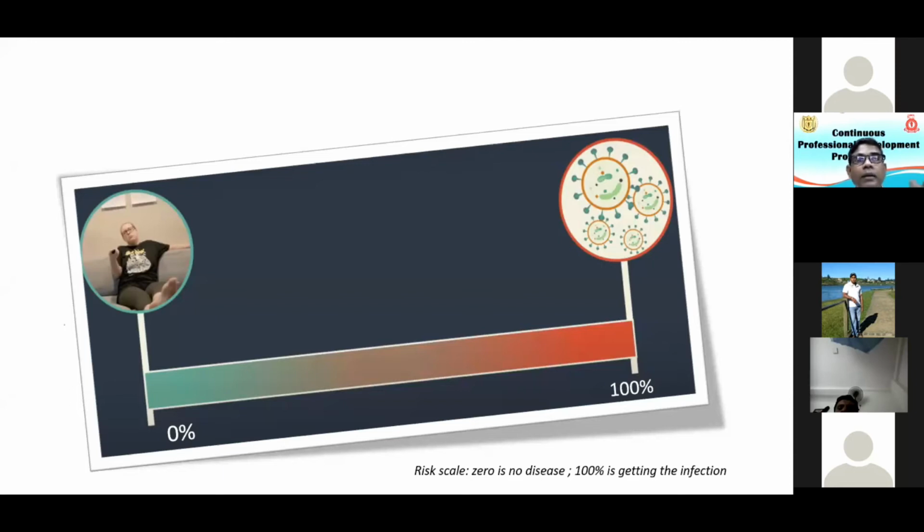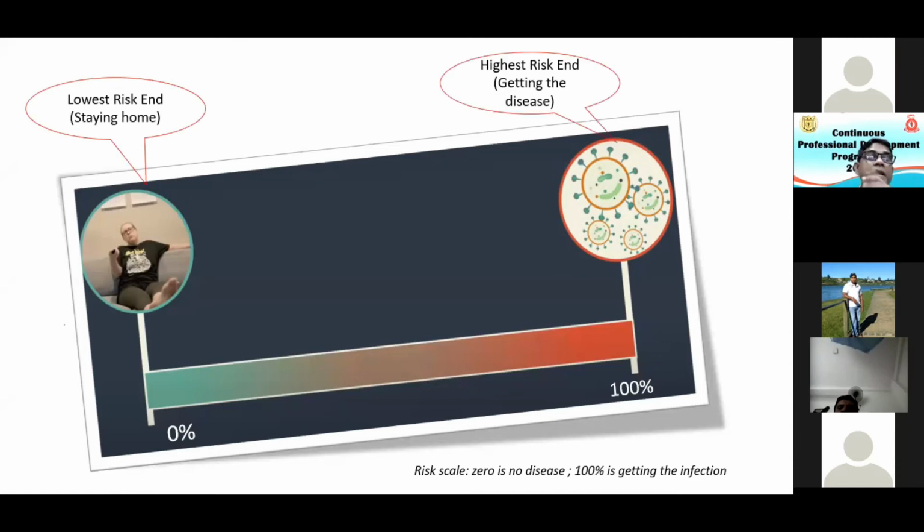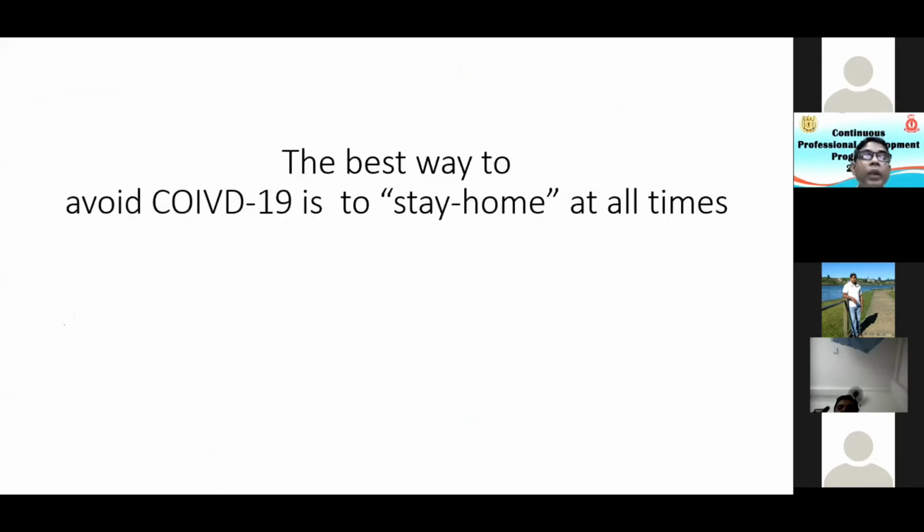If you want to have no risk of developing infection, 100%, you have to stay at home. So the lower risk end is staying home. The other end is getting the disease. So your day-to-day activities and interactions may have a scale from 0 to 100 depending on the risk that you take when you are engaging in that social interaction. So the best way to stay safe from the disease is to stay home all the time.